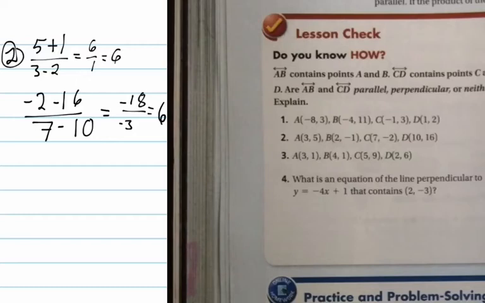What'd you get for the line CD? What's the slope there? 1. Is 0 the same as 1? Is 0 the opposite reciprocal of 1? Is 0 and 1 opposite reciprocals? They're not, right? So it's neither. By the way, what would 0's opposite reciprocal be? Undefined. Good.